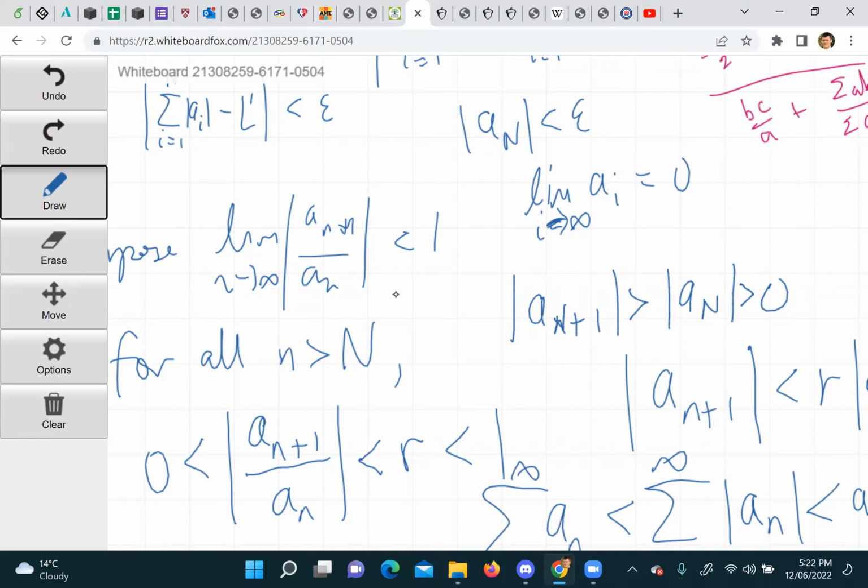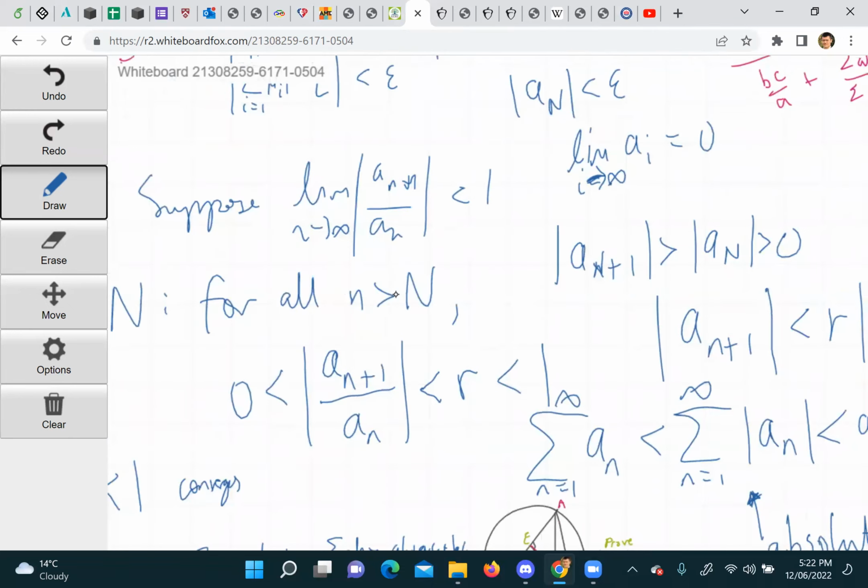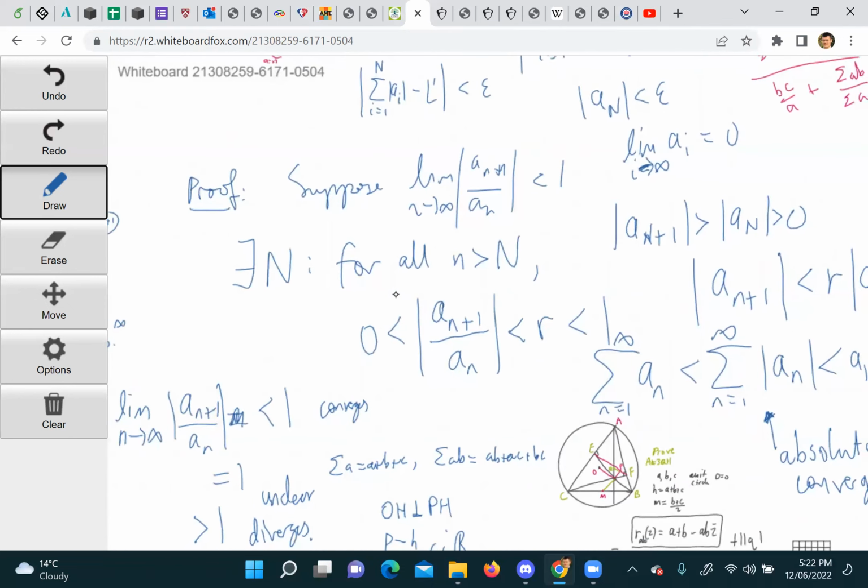Let's see, on the board. The limit of a going to 0 is the same as the limit of the absolute value going to 0. The absolute value is continuous. Okay, so that proves that if it's greater than 1, it diverges.